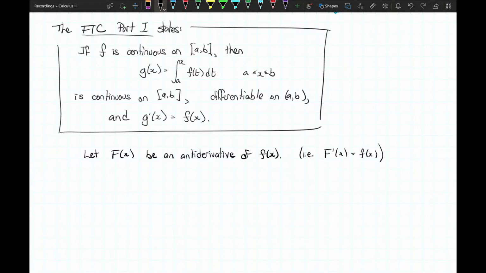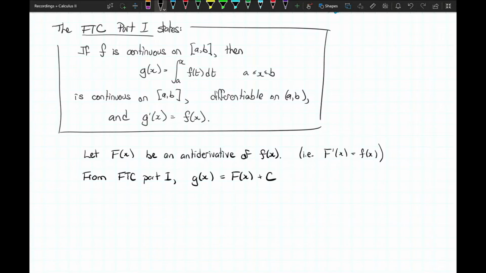From the fundamental theorem of calculus part 1, we know that g prime is equal to f. So g is an antiderivative of f, and that means that g of x is equal to capital F of x, an antiderivative of f, plus an arbitrary constant.